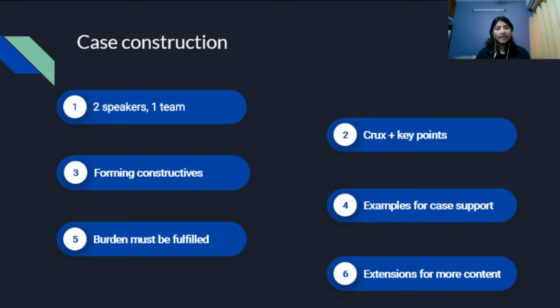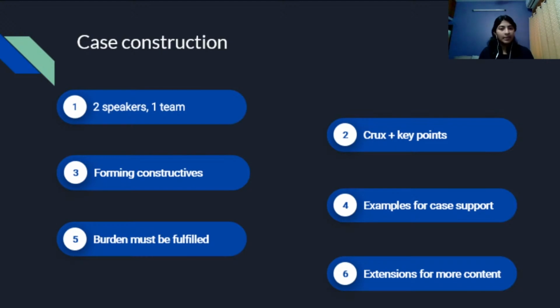But on the opposition side, you're going to come up and say, okay, no, we're okay with that happening because we're moving in a really fast paced world, and we need development to move on, and we need development to match the speed of technology, and so on and so forth. So those are your constructives.